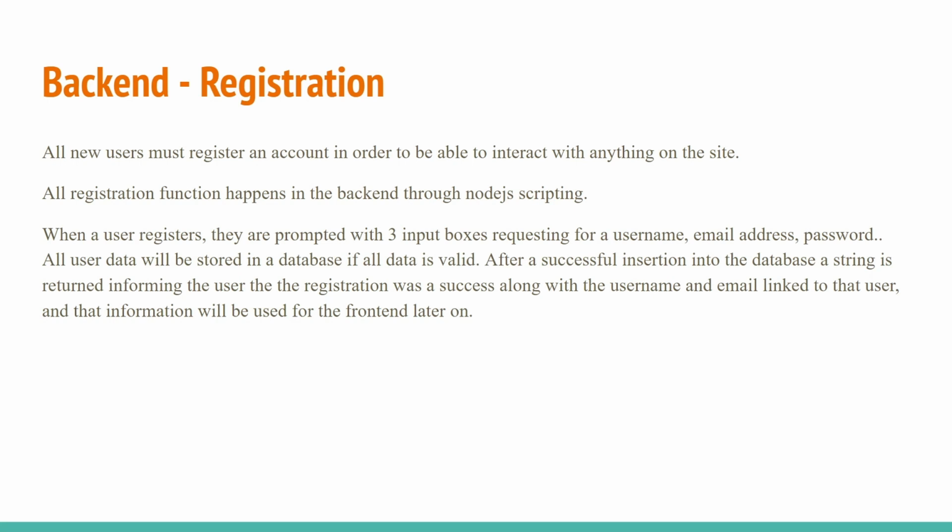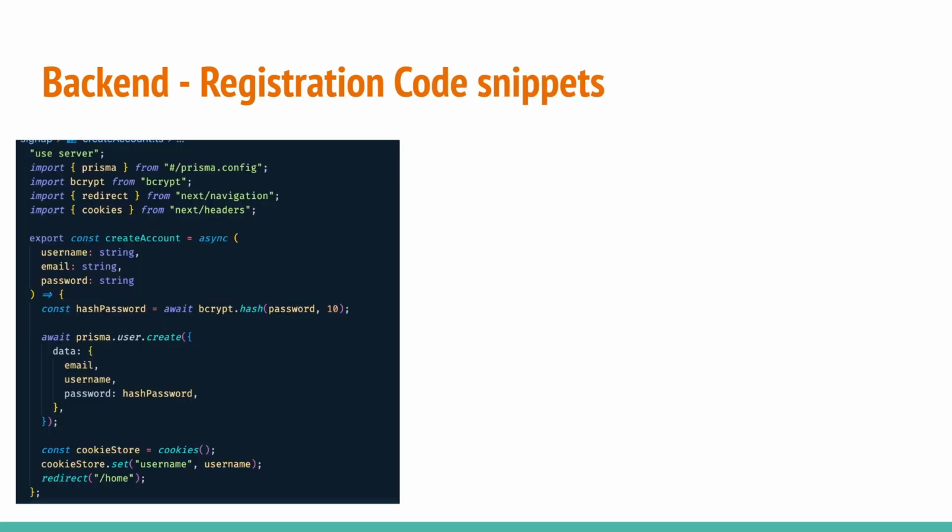Before that, we'll go over the code snippet for registration. We have a function called create account, which asks for the three parameters: the username, email, and password. Once that's inputted, the password will be hashed, so it stays hidden in the database. Then Prisma user.create is what is going to create that user in the database. Once that user is created, a cookie will be set on that username and then they will be redirected.